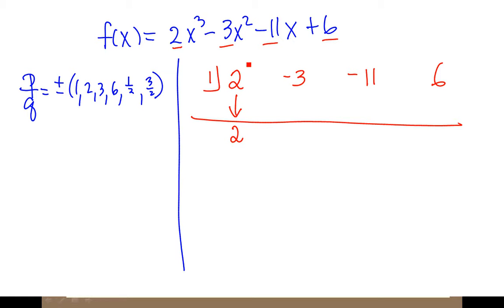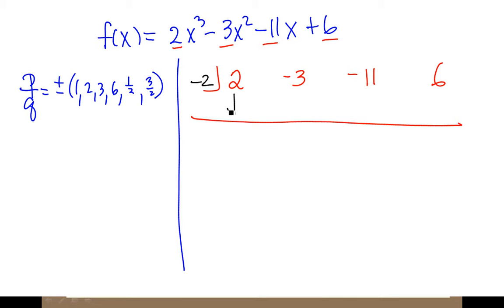2 times 1 is 2. -3 plus 2 is -1. -1 times 1 is -1. -11 plus -1 is -12. And already I see that this is not a root, because this is not working out to be a 0 remainder. I actually have -6 as a remainder, so I know that 1 is not a root. Alright, let's try a -2.